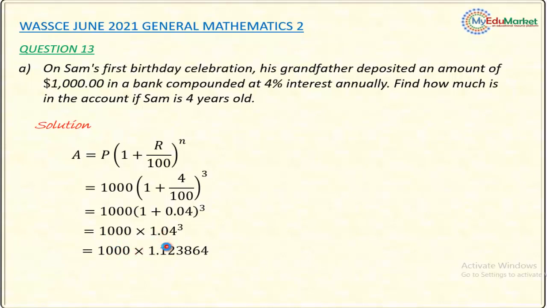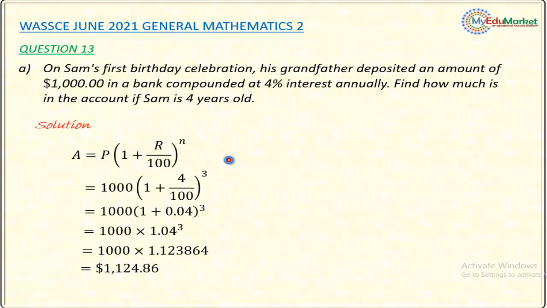So this will now give the answer 1.124864, and this value is the result of taking this raised to the power of 3. Then I will multiply this by 1000 to get the final amount. The final amount is going to be $1,124.86. So this will now be the final amount. So with this I have answered this question: this is what will be in the account when Sam is 4 years.